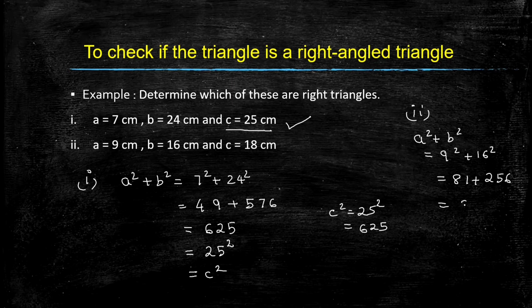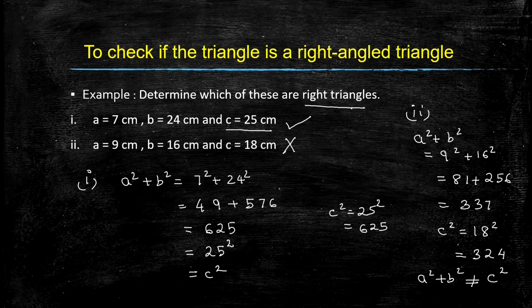When we add up, we get 337, while c square is equal to 18 square, which is equal to 324. So a square plus b square is not equal to c square. Therefore, this particular triangle is not a right angle triangle. So, using the converse Pythagoras theorem, we were able to identify which triangle is a right angle triangle.